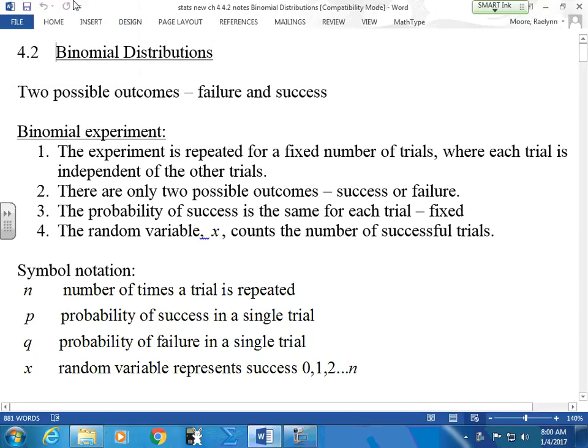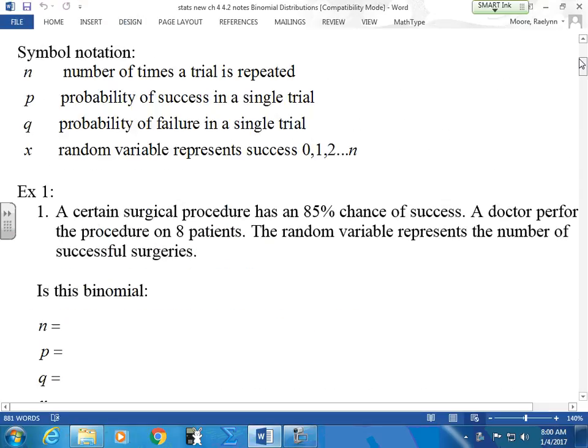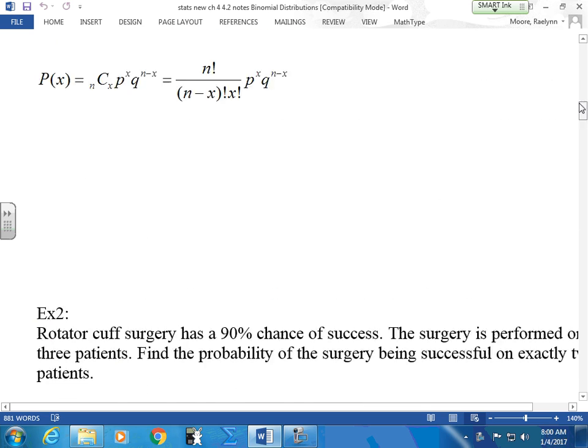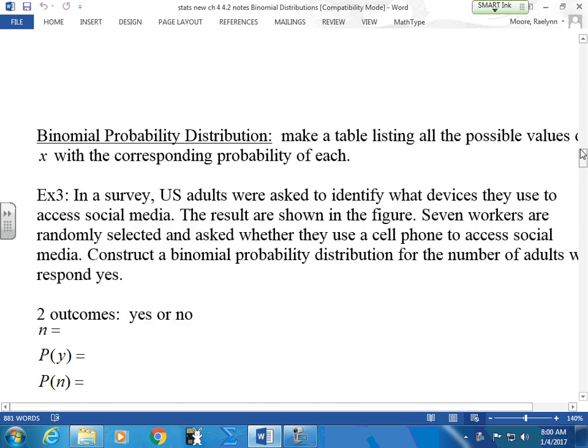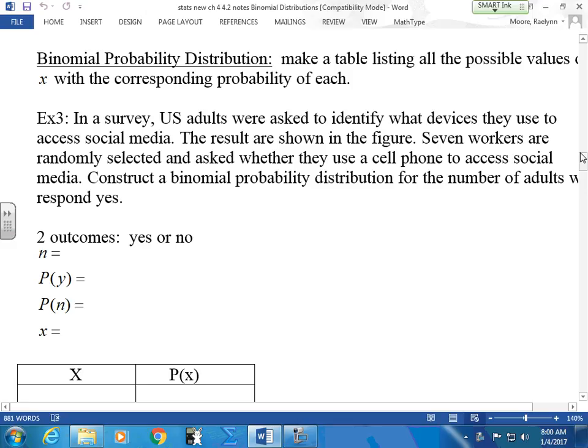Okay, so we're going to start with example 3 and do 1 through. And it's on page 204.